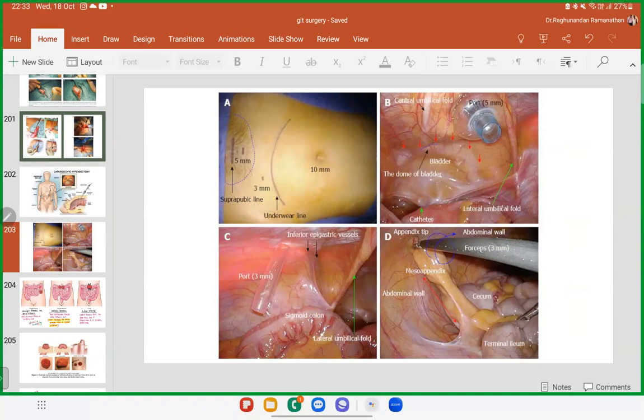Tomorrow we are going to start with the next important topic, that is small bowel and large bowel. So let's hope the discussion goes well.